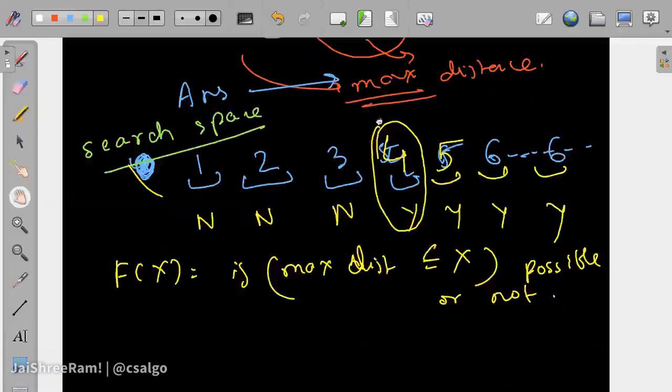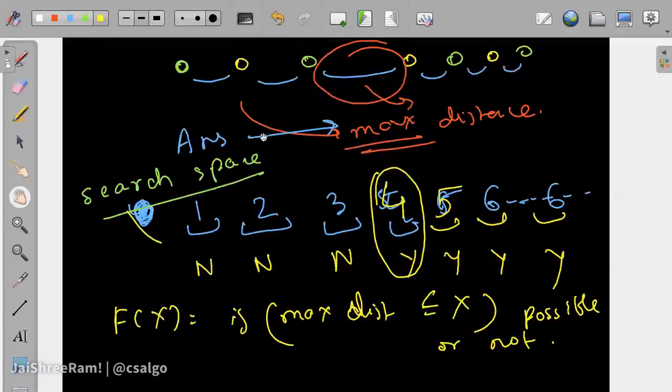Once you identify that this metric, the max distance between two consecutive points, will not be possible up to some particular value, and as soon as the smallest feasible value appears, everything after that will be possible. Let's take an example to make this clear.